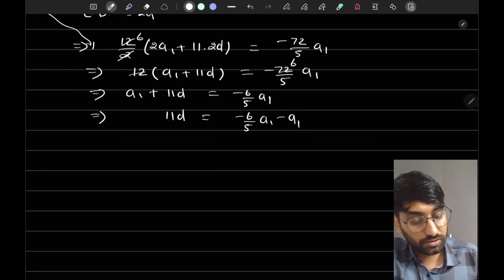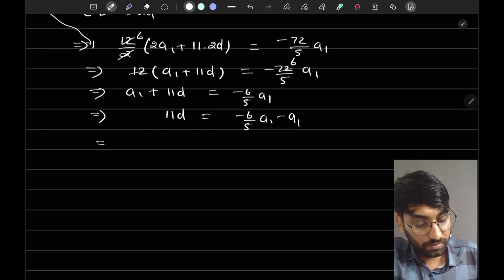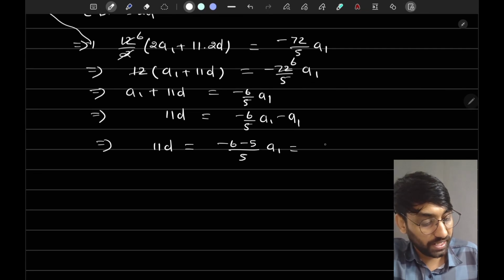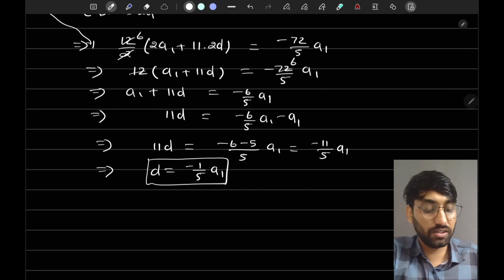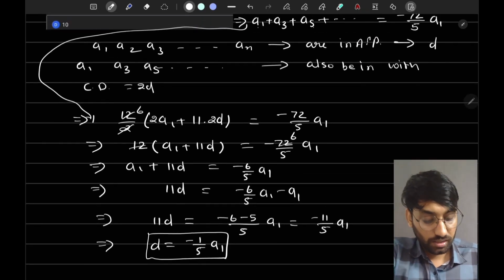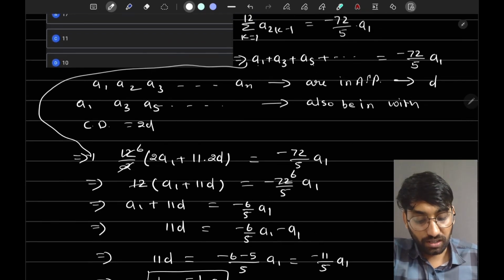Correct? So it will become what? It will become 11d equal to minus 6 minus 5 by 5 times a1. That is nothing but minus 11 by 5 times a1. So from here I will get the value of d as minus 1 by 5 times a1. Correct? Now I have the value of d in terms of a1. Now let's see what they have given next.